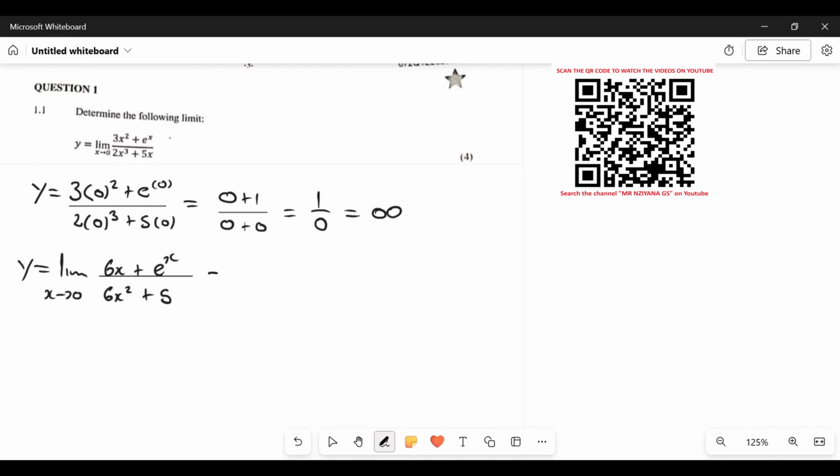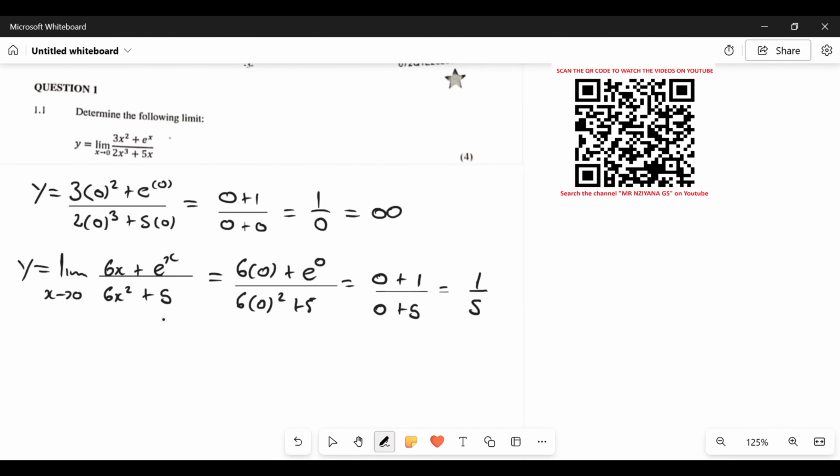Now, after differentiating, we do direct substitution. If we substitute x with 0, remember x is approaching 0, this is what you're going to have there, divided by 6 multiplied by 0 squared plus 5. If you continue on the numerator, we have 6 multiplied by 0, that gives us 0, plus e to the power of 0, that gives us 1. Divide by, there we go, 6 multiplied by 0 squared, that gives us 0, plus 5. So our final answer here is actually 1 over 5.